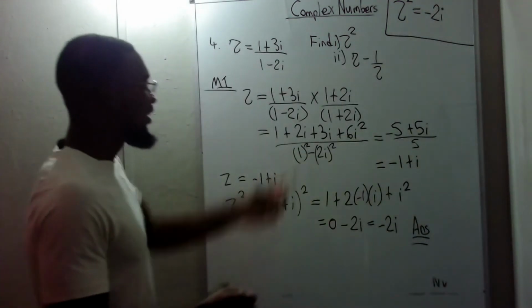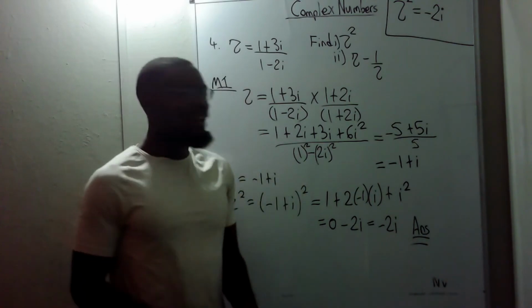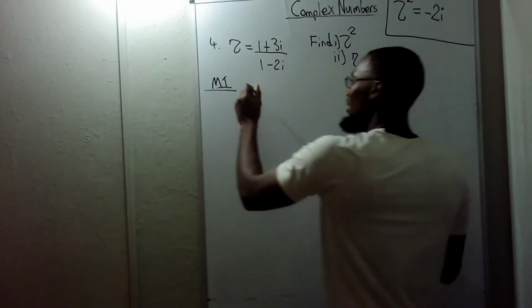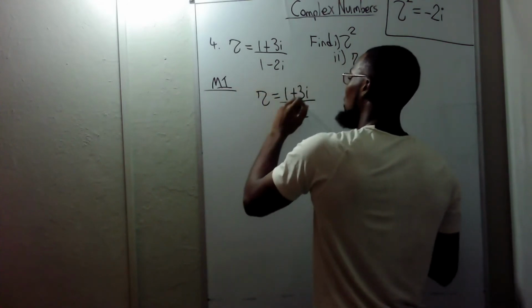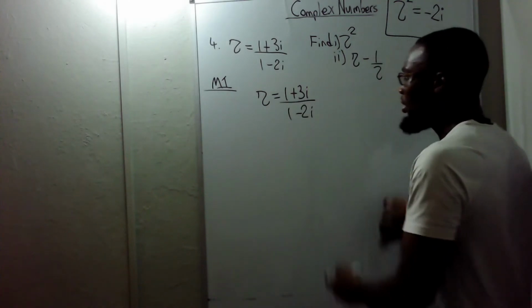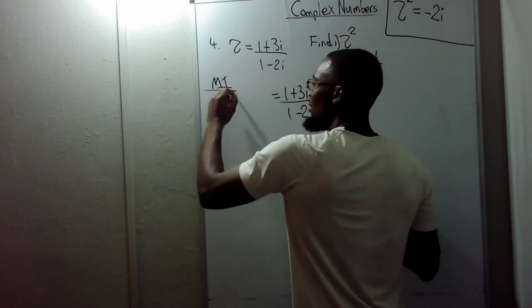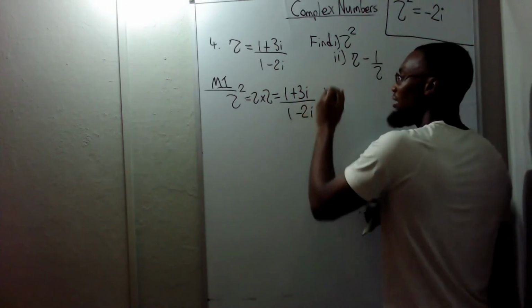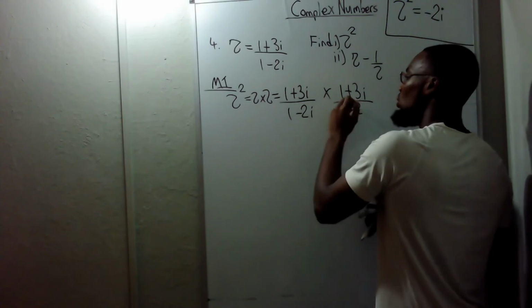That's part 1. Easy. Now we want to see method 2, right? Let's have a look at method 2. Now whenever you have a complex number z, so z is equal to 1 plus 3i over 1 minus 2i. So we have a complex number and we need to find the square of it. z squared is equal to z times z. So you can multiply it by itself. 1 plus 3i over 1 minus 2i.